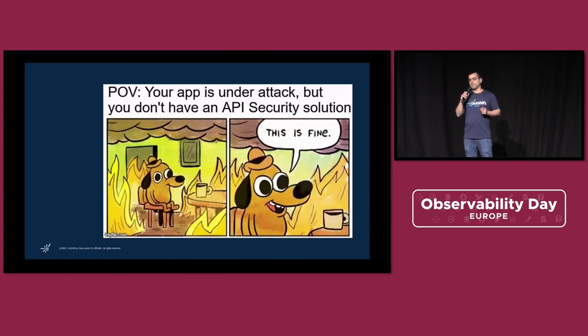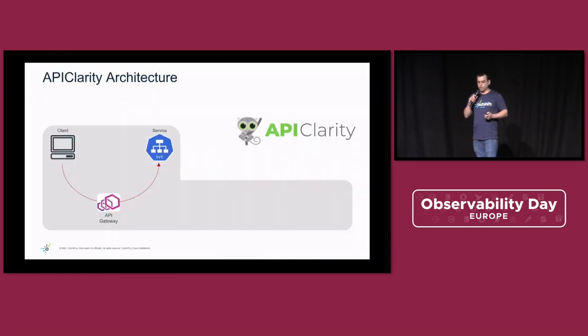And the third thing is to let our customers know when their systems are under attack. We want to detect when your APIs are being targeted, when an attack is taking place, and to let our customers know about it. So in order to deliver all of these features, we created API Clarity. API Clarity is an open source project that does all of this by the following.